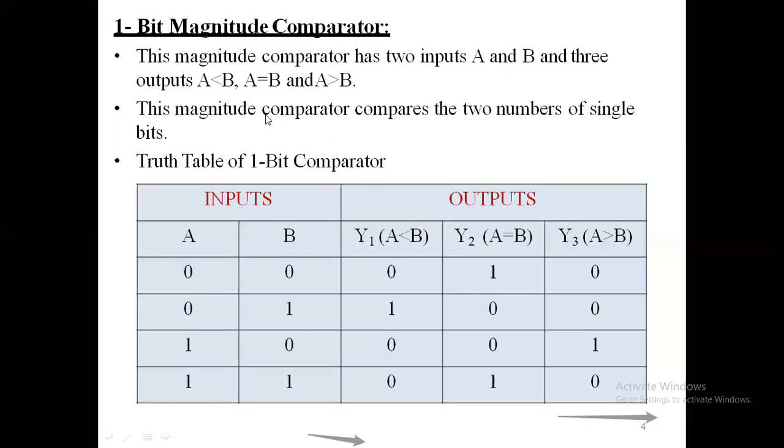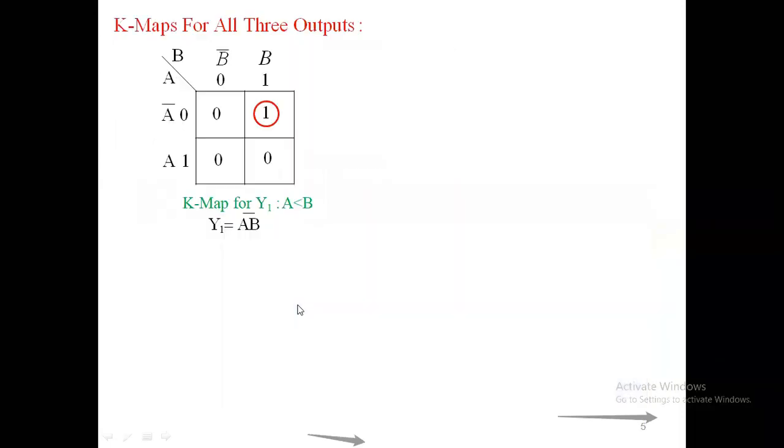In the previous table, where do you have 1 in y1? Only at position 1. So that's why we have to place 1 only at 1. There is no pair and there is no quad. So simply just write the term A bar B. So Y1 is equal to A bar B. For that, A is less than B.